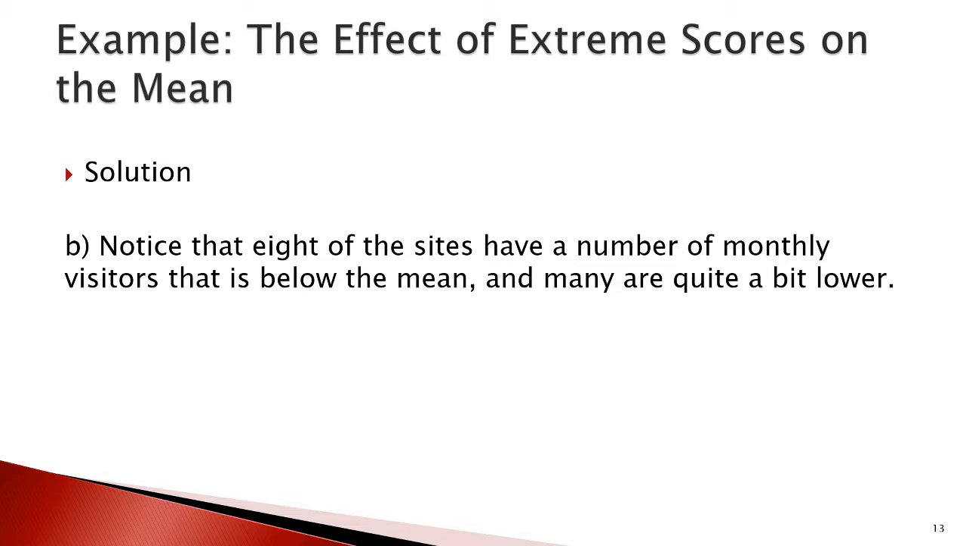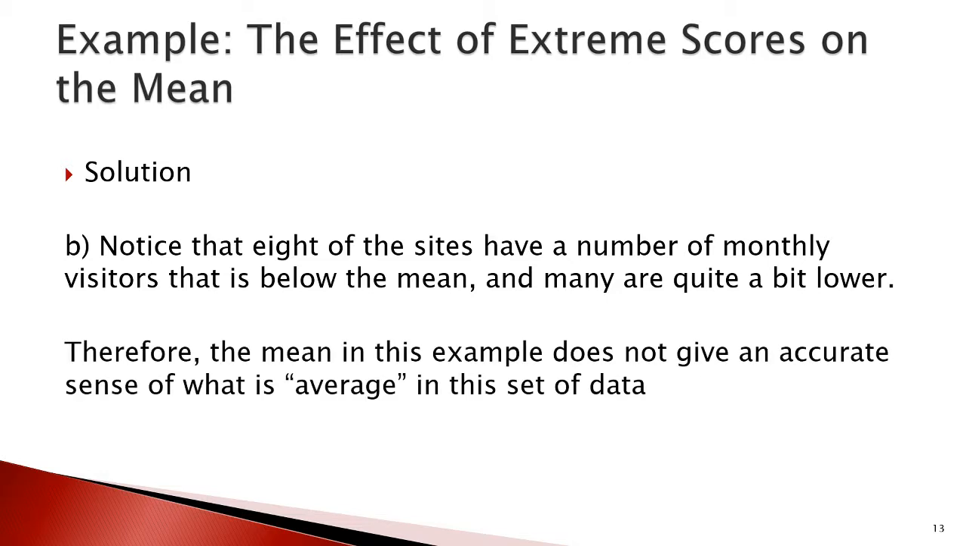The answer for the second part, B, is that you can notice that 8 of the sites have a number of monthly visitors below the mean, and the mean is quite a bit higher. Therefore, the mean in this example does not give an accurate sense of the average of this data, because 8 out of 10 websites are below the mean, so it is different.